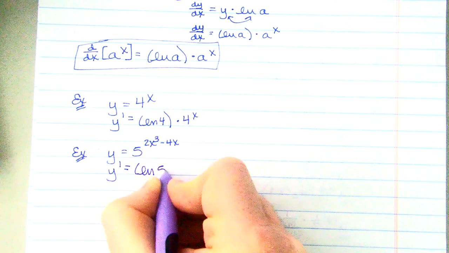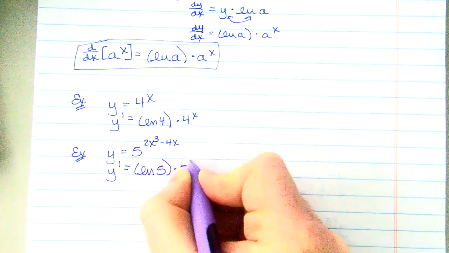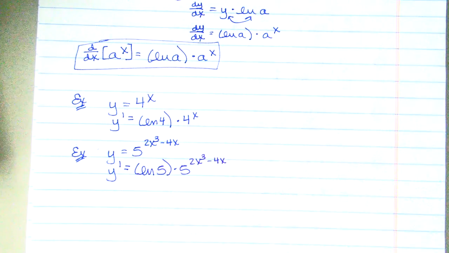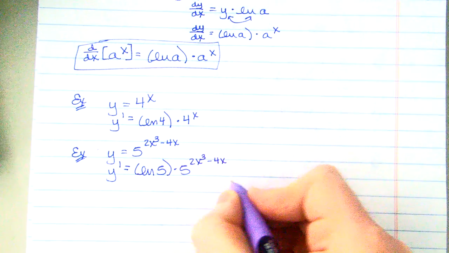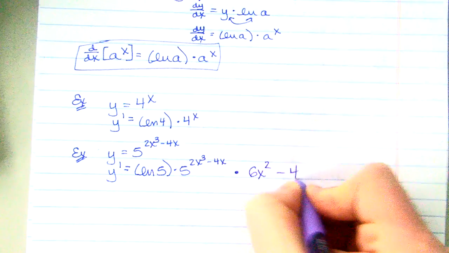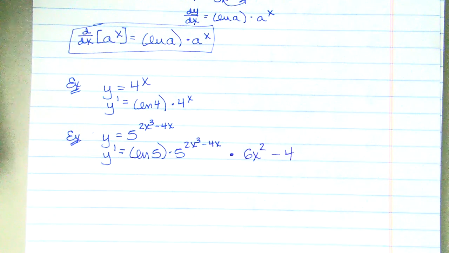Derivative of 5 raised to the... I've got that thing first. By chain rule, times 6x squared minus 4. Am I good? Does anyone have a problem?